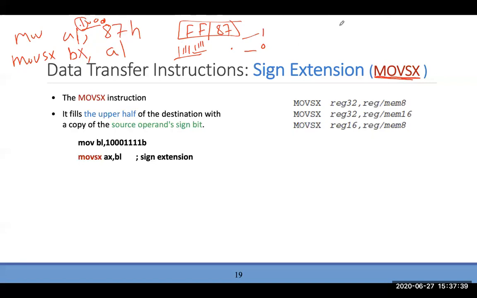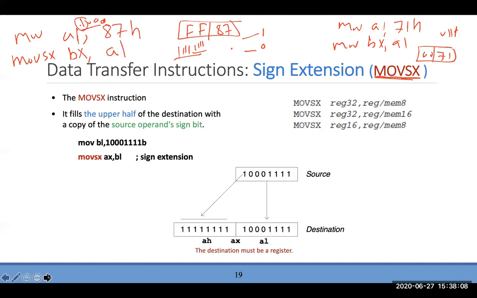If the value, let's say, if you move to AL, let's say 71H. So 7 means what? 0111. So the most significant bit is a 0. So that means we are going to move the value and we extend with what? We're going to extend with zeros because the most significant bit is a 0. So we're going to say MOVSX BX, AL. We're going to have 71 in here and 00 right there. You see what I'm talking about?